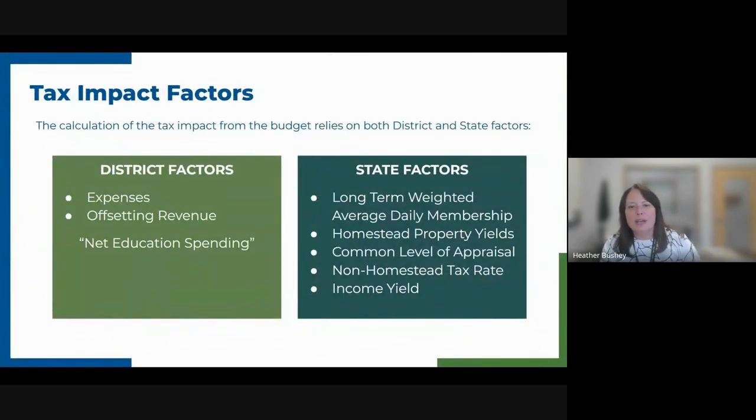Okay, we have 3 minutes left. We're not going to get through this whole presentation, but I think we can get through this section. So we talked about these things before. What's really most in our control is our expenses, and then our offsetting revenue, I would say, is sort of in our control. But the state factors are a lot. We've got the calculation of the weights, the homestead property yields, the common level of appraisal, the non-homestead tax rate, and the income yield. Those are all state factors.